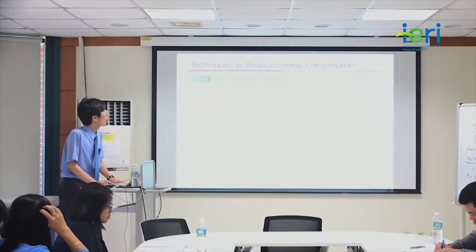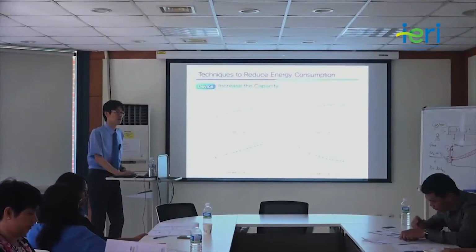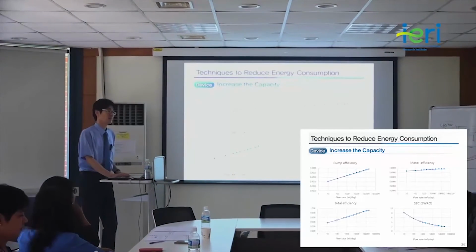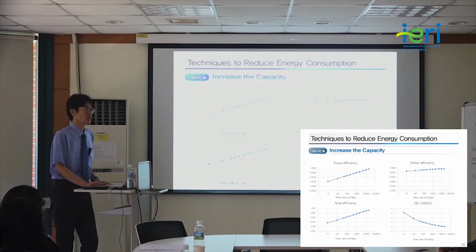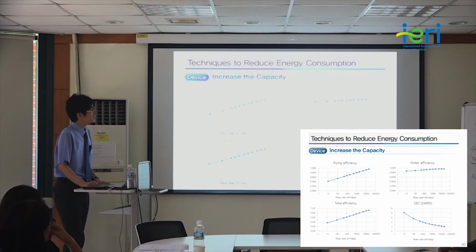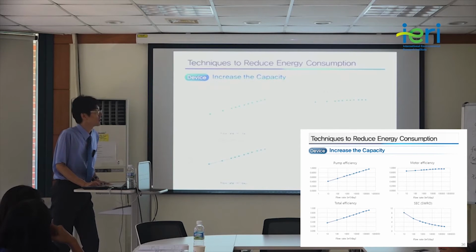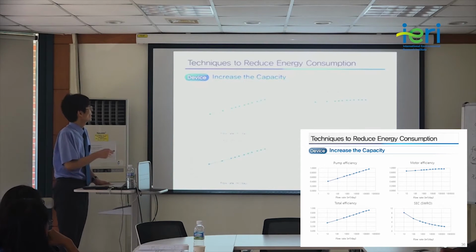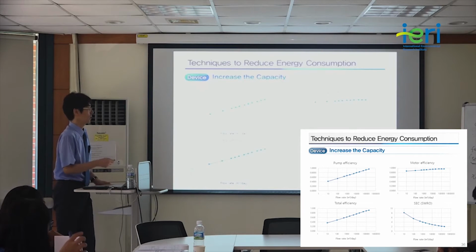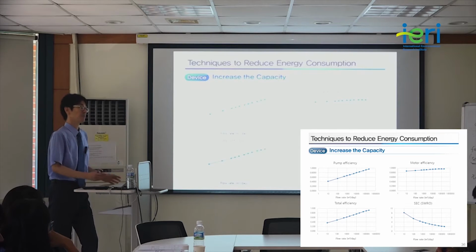We can start with the idea of changing the devices and changing the size of the system to reduce the energy consumption in seawater desalination. In this slide, we see some graphs showing the relationship between the plant capacity and the efficiency of the devices. The first graph shows the pump efficiency as a function of the flow rate. Flow rate means the size of the pump.